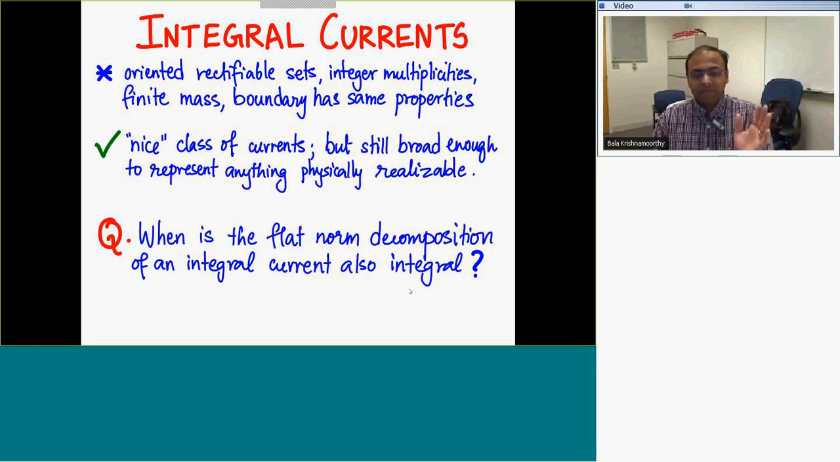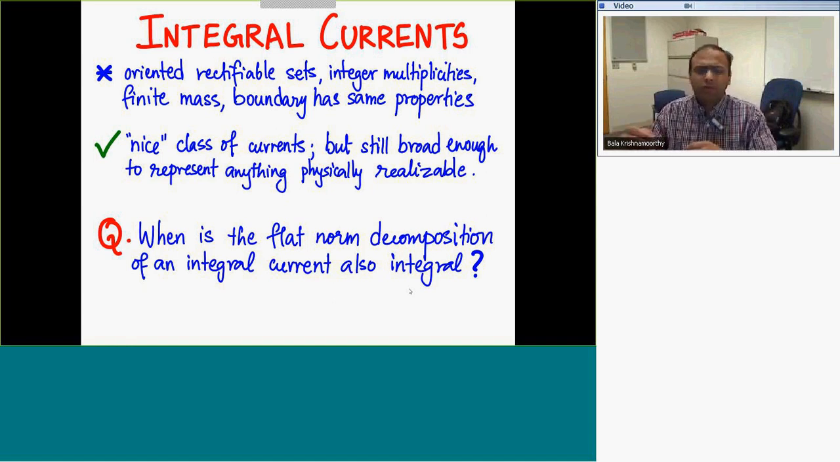And this question: when is the flat norm decomposition of an integral current also integral? Maybe a simple motivation would be handwriting recognition, where you represent each letter or each script as a current, and you might measure the distance between two writings by measuring the flat norm between them. And then ask, when are two scripts the same word, for instance? When their flat norm is small.